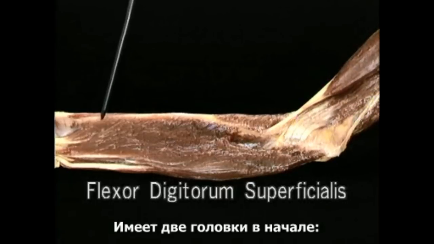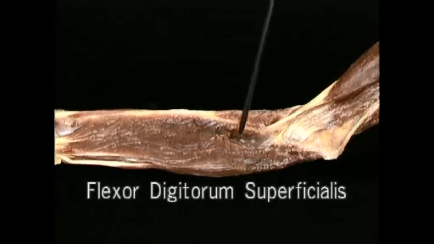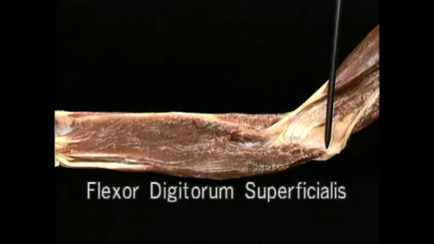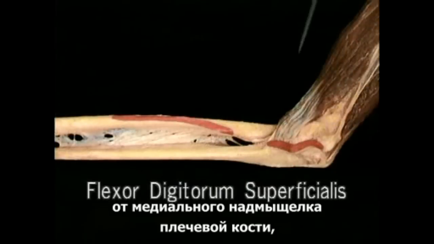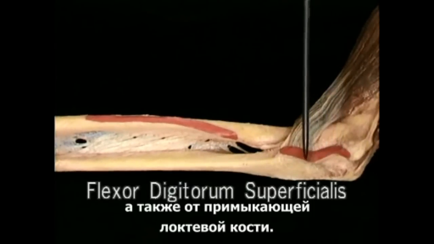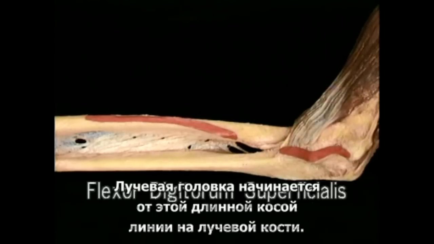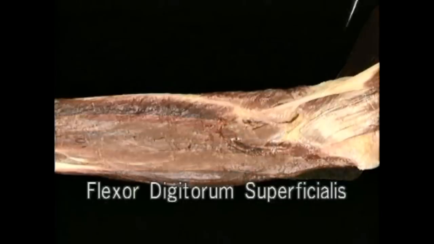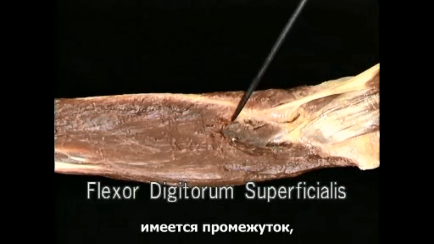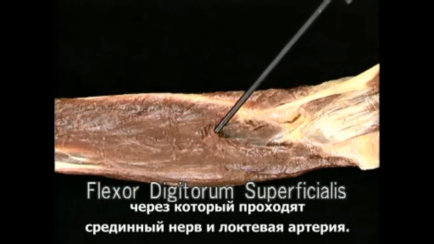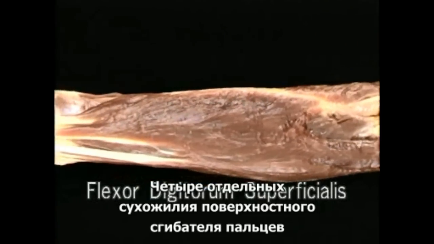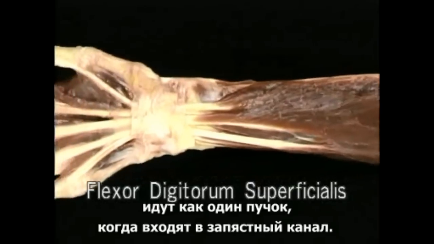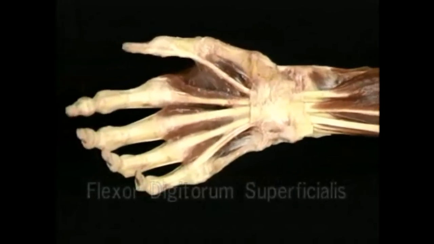It has two heads of origin, a radial head and a humero-ulnar head. The humero-ulnar head arises as part of the common flexor tendon from the medial epicondyle of the humerus and also from the adjoining ulna. Its radial head arises from this long oblique line on the radius. Between the two heads, there's a gap which the median nerve and the ulnar artery both pass through. The four separate tendons of flexor digitorum superficialis are bundled together as they enter the carpal tunnel.